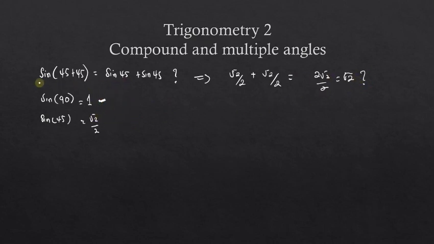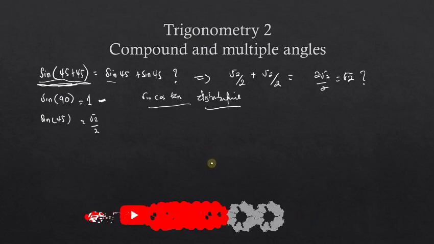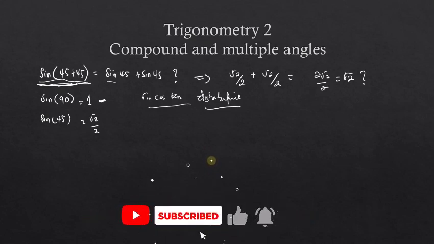So if they ask you to find the sine of two angles, you cannot write it as sine of 45 plus the sine of the other one. They are not distributive. Sine and cosine and even tangent are not distributive. So in these videos we'll be talking about how we'll go about solving the sine of compound angles, like two angles.